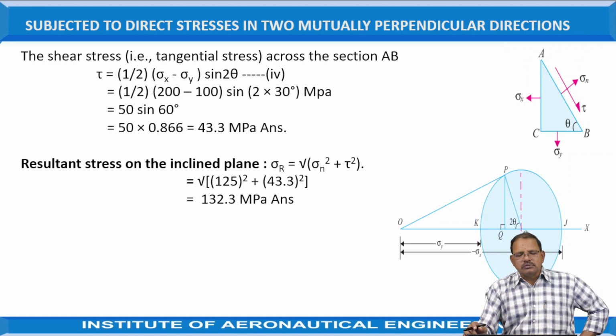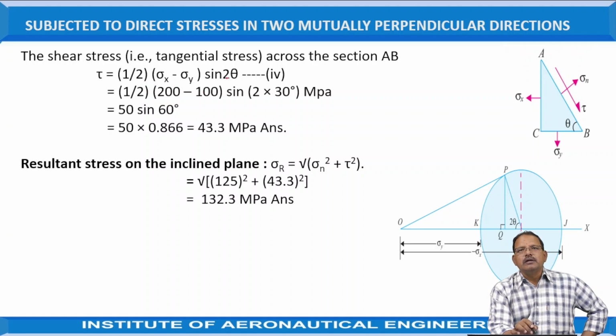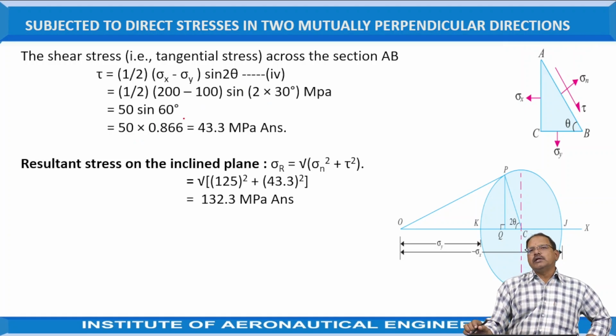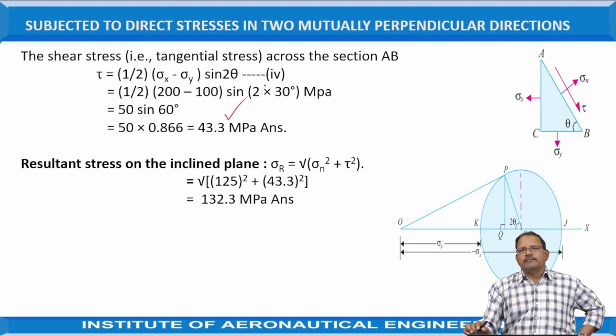Similarly, the shear stress, according to this one, τ is equal to 1/2 into (σx − σy) into sin 2θ. It is equal to 1/2 into (200 − 100) sin 2θ, which is 2 into 30 degrees, which is equal to 50 into sin 60, or 50 into 0.866, which is equal to 43.3 megapascal.